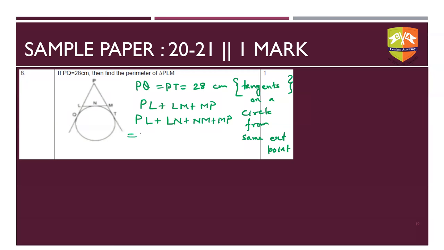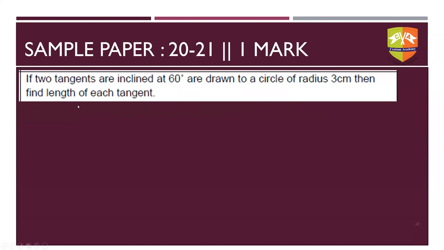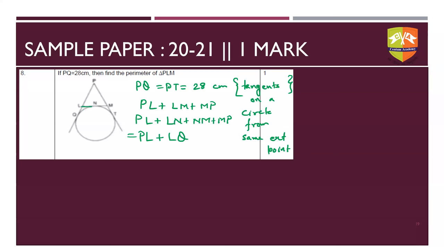So this is equal to PL plus LQ, isn't it? L is the external point from where two tangents are drawn, so they are equal. PL plus LQ plus NM plus MT plus MP. Club them together, put the brackets also to emphasize. So PL plus LQ is PQ, plus PT, is equal to 2PQ, which is 56 centimeters. Good, one mark with you.